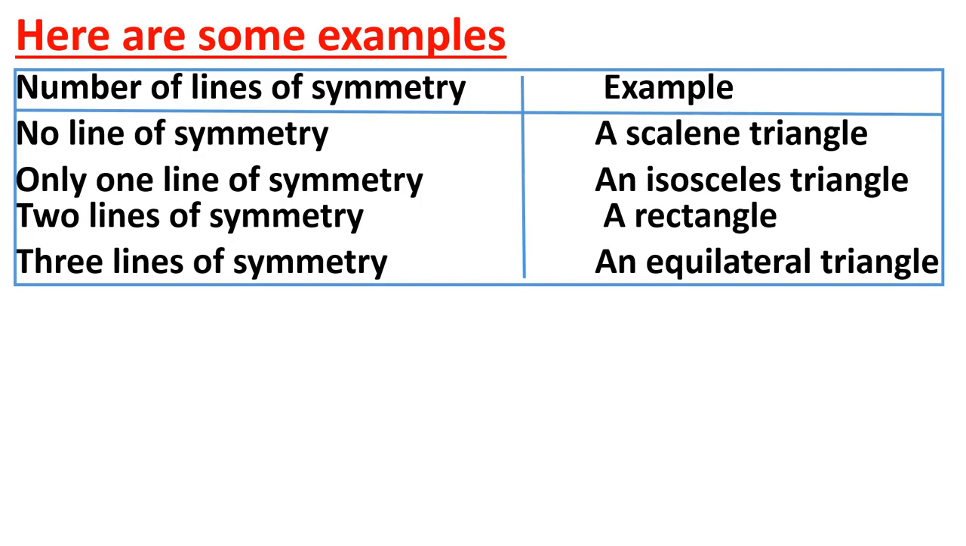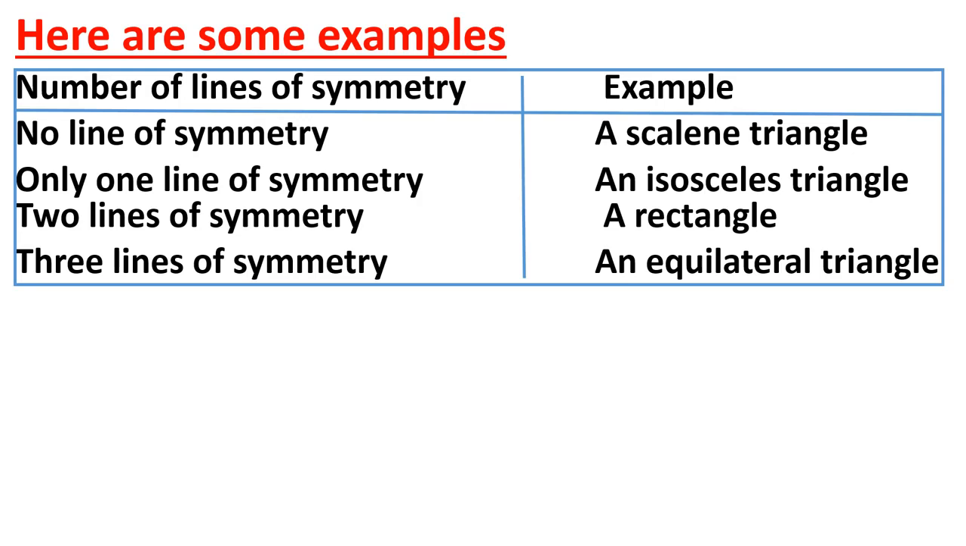Tell an example of no line of symmetry. You can say a cup. If you make the picture of a cup on paper, you can say the cup has no line of symmetry. In the same way, there are many things around you which have one line of symmetry. Two lines of symmetry: a door has two lines of symmetry. In the same way, three lines of symmetry: a fan has three lines of symmetry.